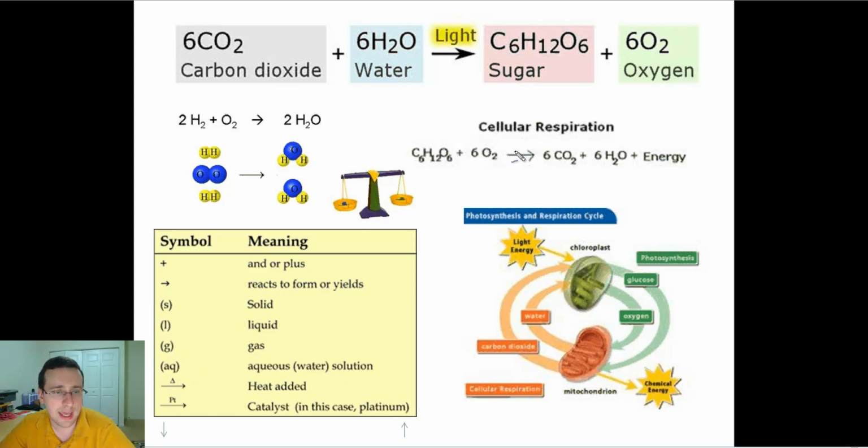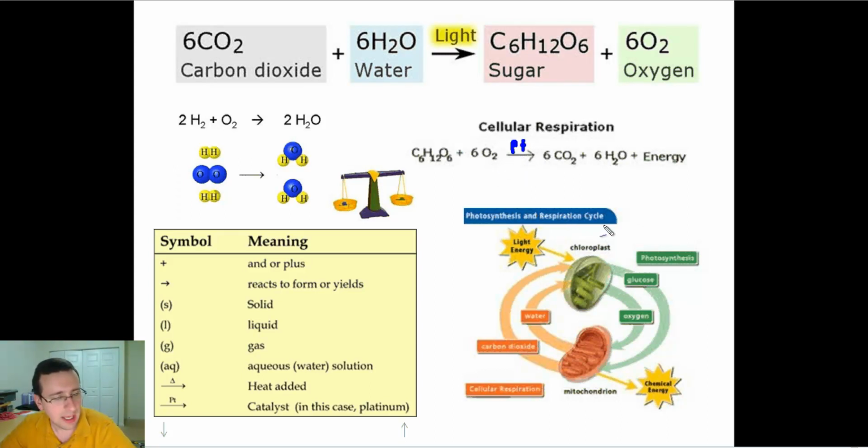If you put a little triangle on top of the arrow, it means that you need to add heat to make this happen. And if you put a PT on top of the arrow or bottom of the arrow, it means that you need to use an enzyme or a catalyst to actually make this happen. In the example, a PT means that platinum was used as the catalyst.